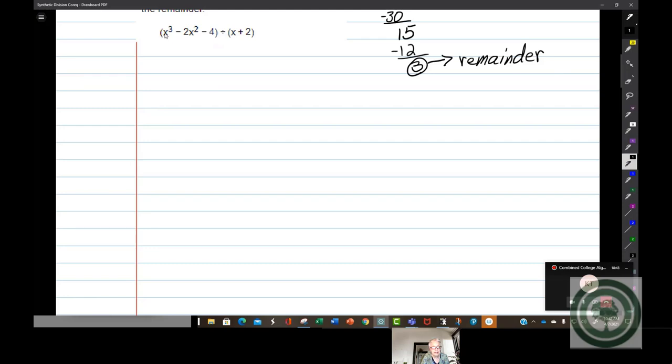What this says is x to the third minus 2x squared minus 4 divided by x plus 2. So x plus 2 is being divided into x to the third minus 2x squared minus 4. And what we're looking for is what is the quotient? And what is the remainder?